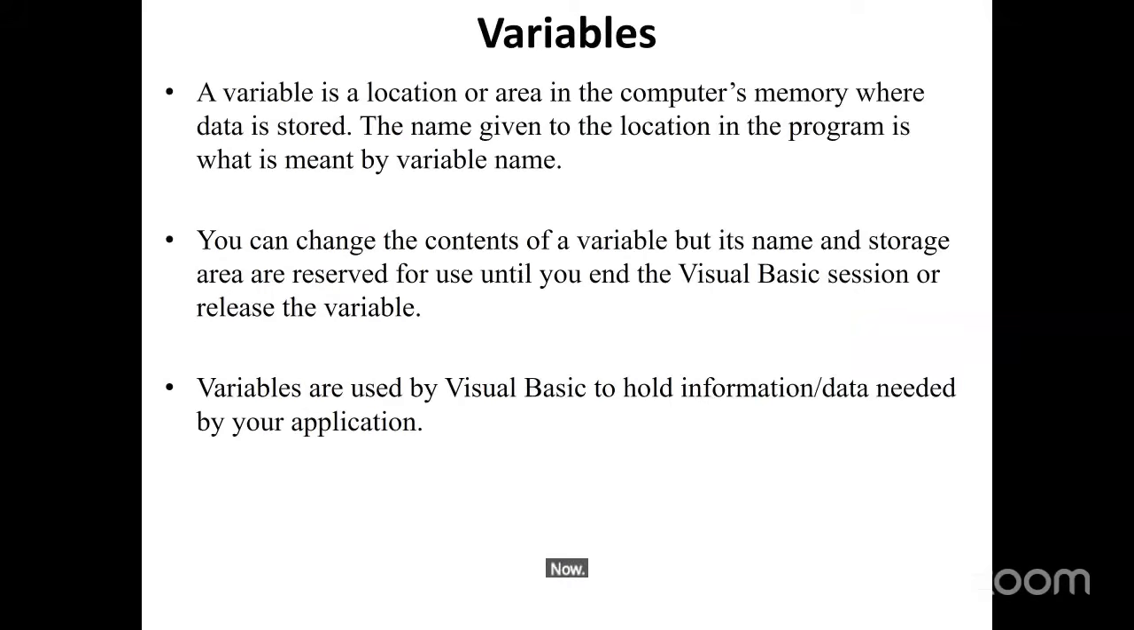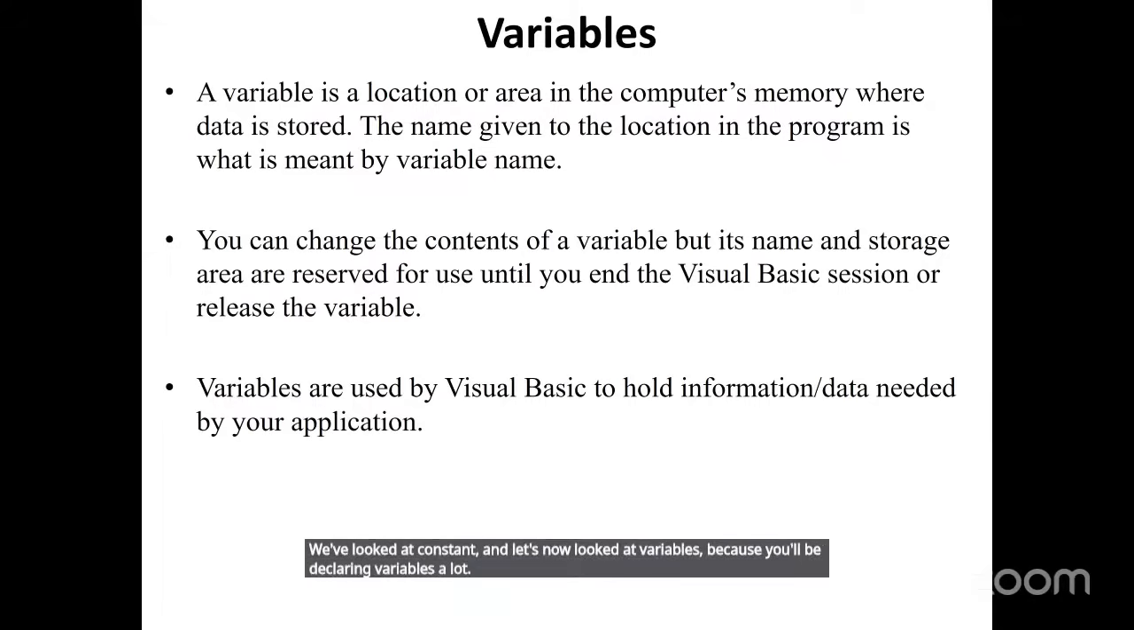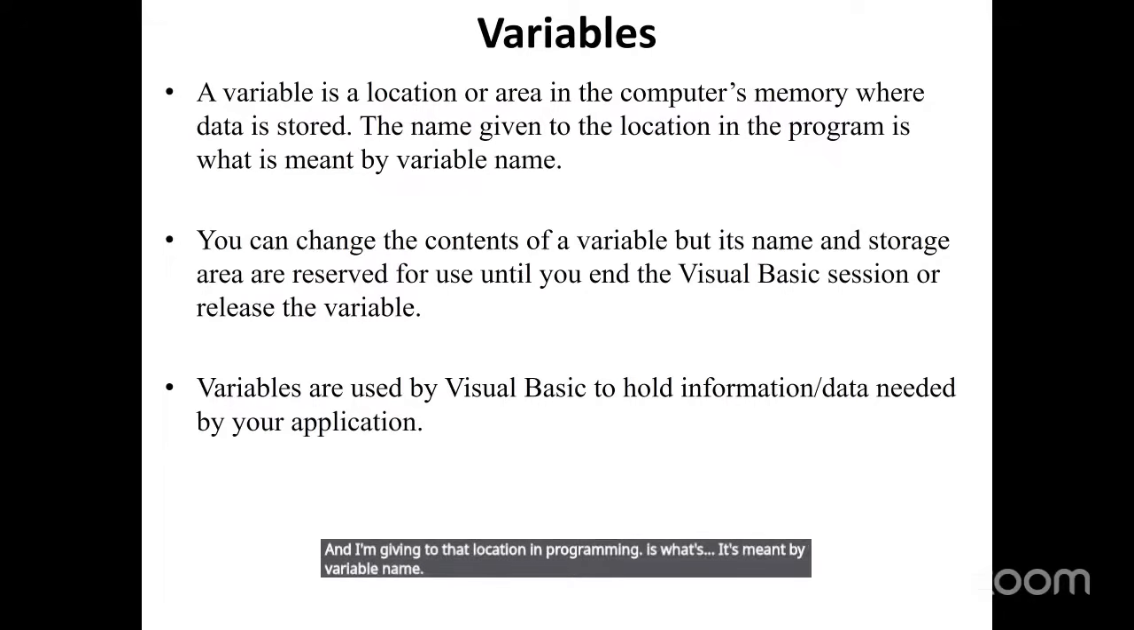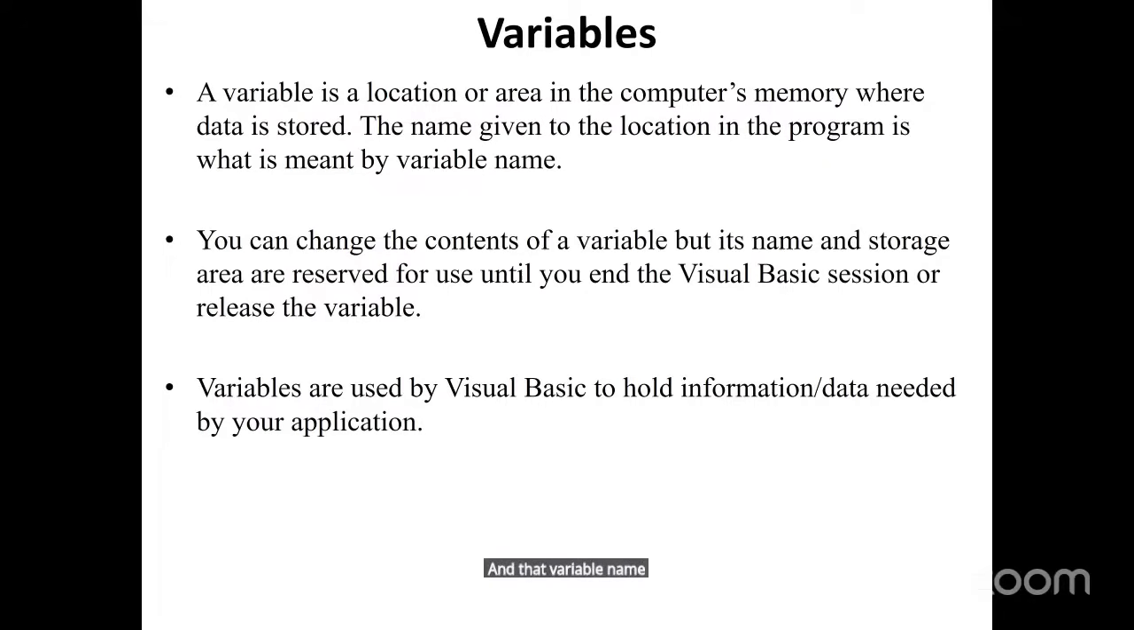Now, we've talked about keywords, which is the same thing as reserved words. We've looked at constants, and let's now look at variables, because you'll be declaring variables a lot. So what is a variable? A variable is a location or area in computer memory where data is stored. The name given to that location in programming is what is meant by variable name, and for that variable name, you use an identifier.